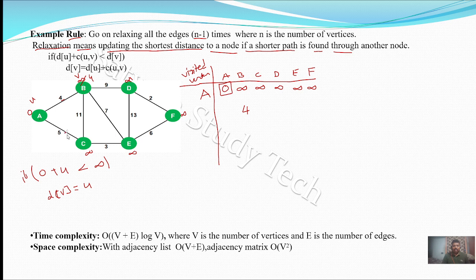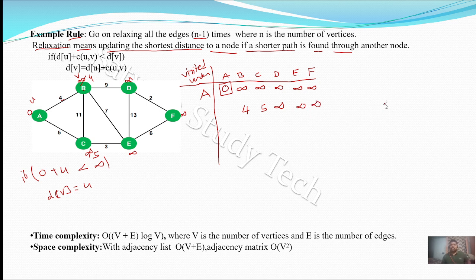Likewise, you can apply the same formula here. Here it is 0, here it is 5. A to C cost is 5. Now it is infinity, so 5 is the minimum. 0 plus 5, 5 is the minimum. So you can update A to C as 5. Now, is there any edge from A to D? There is no direct edge, so it is infinity. There is no direct edge from A to E, so it is also infinity. There is no direct edge from A to F, so it is also infinity. This is the second step.